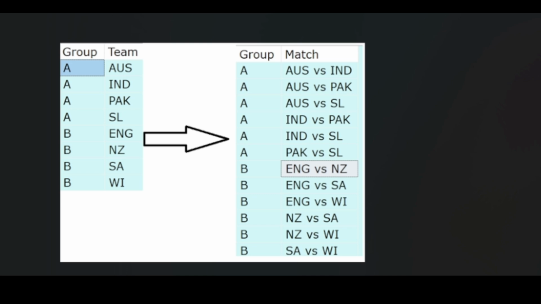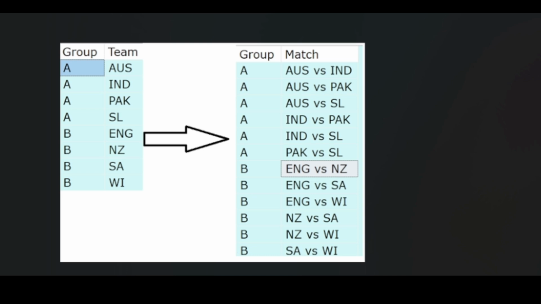A question asked on SQL for a data analyst. Here, given a table with a group and team, we are asked to generate a combination of all possible matches at a group level. At a group level, it is expected that Australia plays a match against India, Pakistan, and Sri Lanka, and India plays a match against Australia, Pakistan, and Sri Lanka. This is the expected output, and this is the given input.